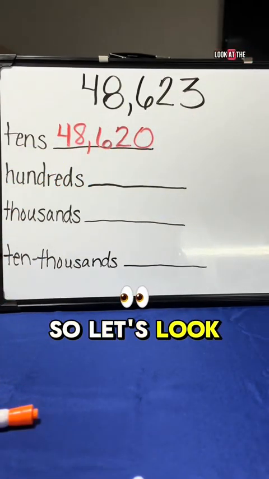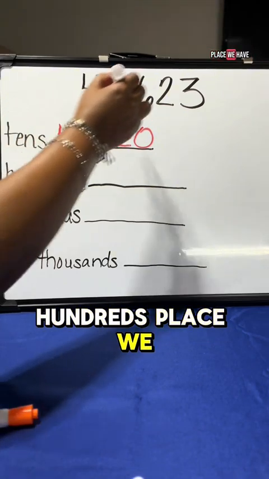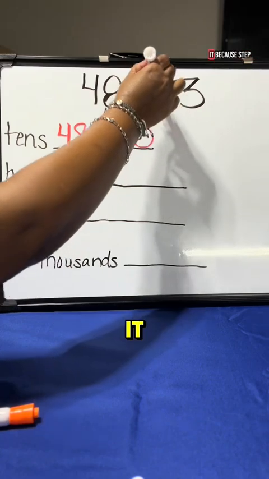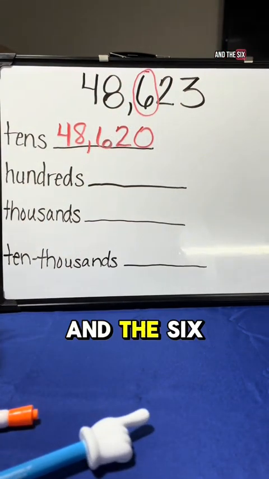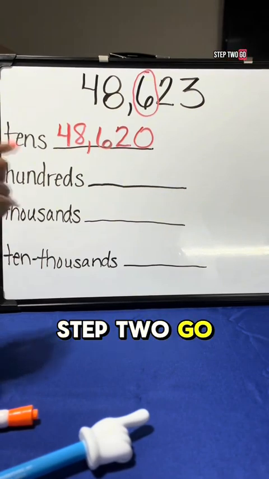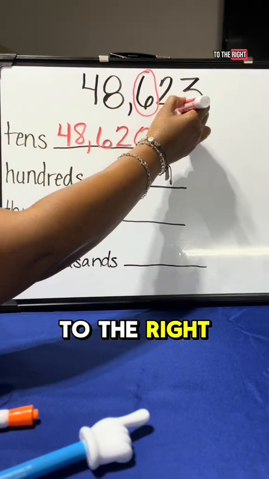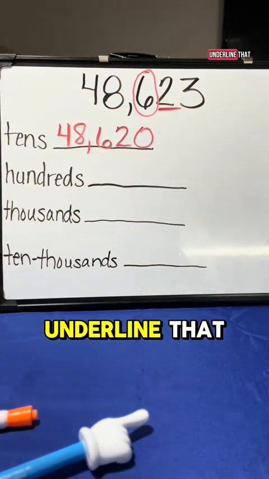We're going to round the same number to the nearest hundreds. All right, so let's look at the hundreds place. In the hundreds place, we have a 6. We're going to circle it because step 1 says to circle the place we're rounding. We're rounding to the nearest 100, and the 6 is in the hundreds place. Step 2, go next door, underline the digit to the right. To the right, there's a 2, so we're going to underline that.